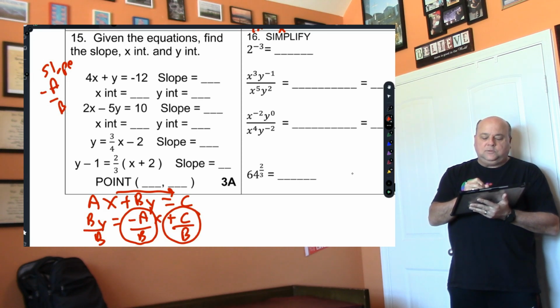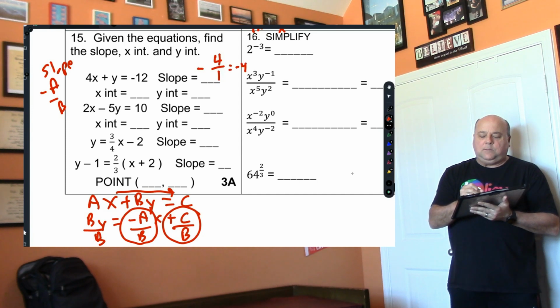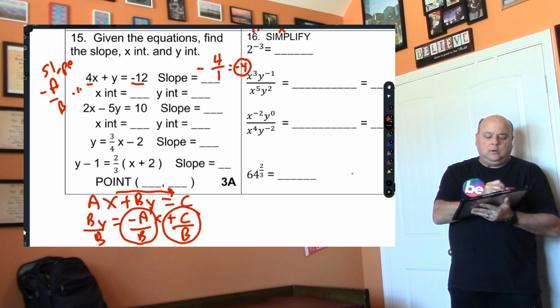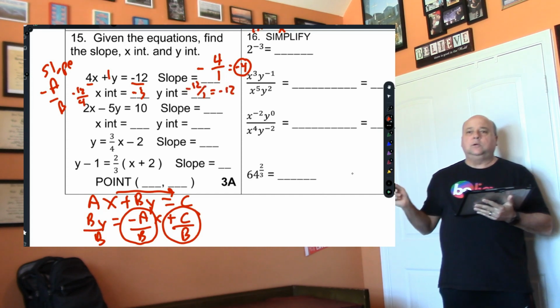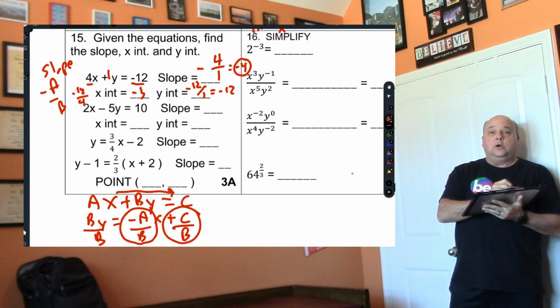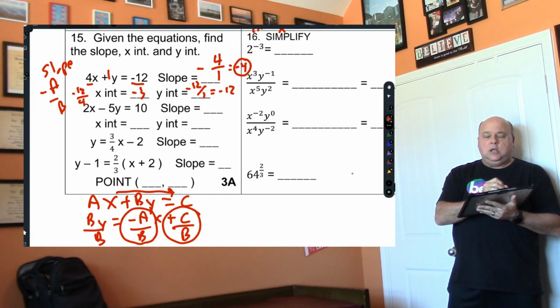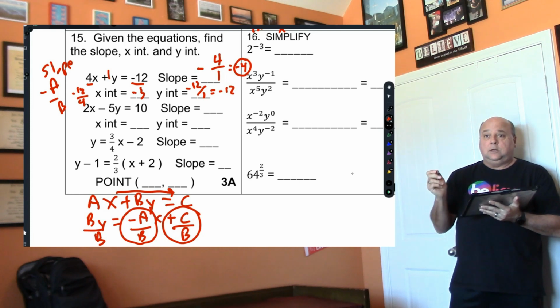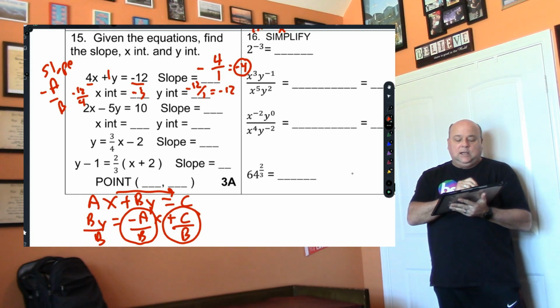So right here, my slope's going to be 4 over 1. The opposite of a positive is a negative, so it's going to be negative 4. My x-intercept is negative 12 divided by 4. That's going to be negative 3. My y-intercept is negative 12 divided by 1, which is negative 12, okay? So your slope is going to be negative a over b. Your x-intercept, you take the big number and divide it by the number in front of x. The y-intercept, you take the number and divide it by the number in front of y. Over and over. Let's do the next one.